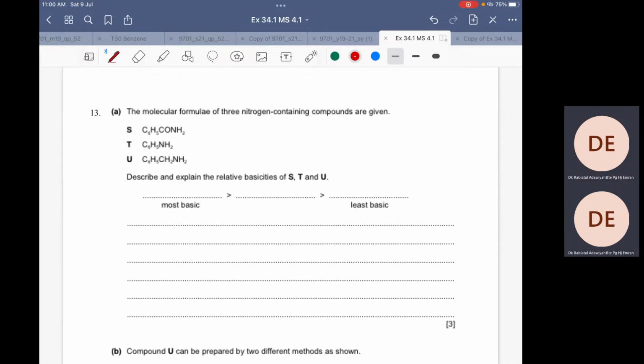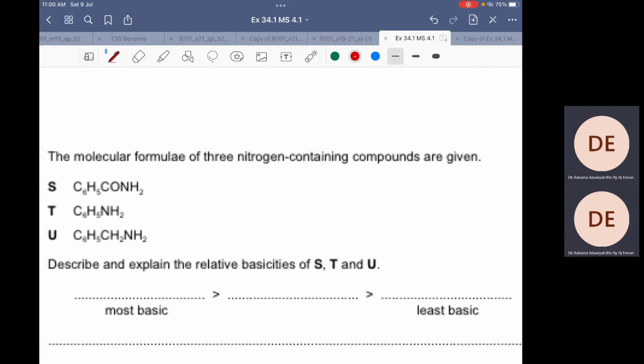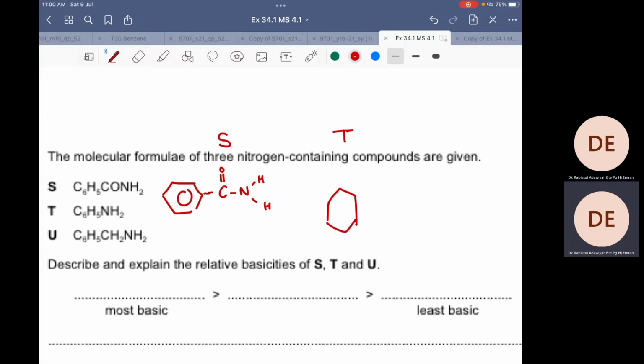Okay, so again, we look at the different basicity or the base strength of S, T, and U. These are all nitrogen-containing compounds, so I'll just quickly draw them out. S is C6H5, an amide, C double bond O and NH2 with a C6H5, which is a benzene ring. And then T is phenylamine, C6H5 and NH2. I will draw the lone pair because all of them have a lone pair.